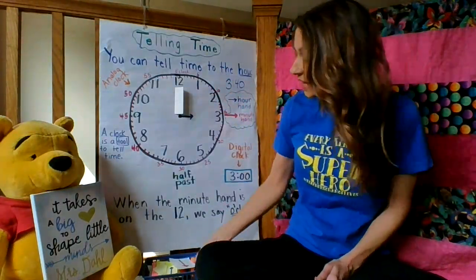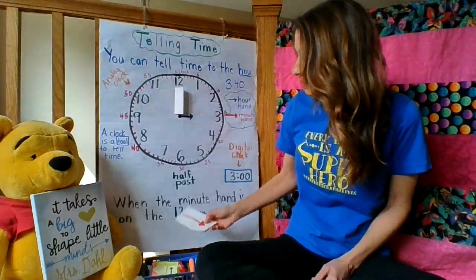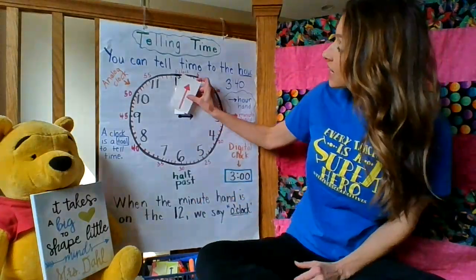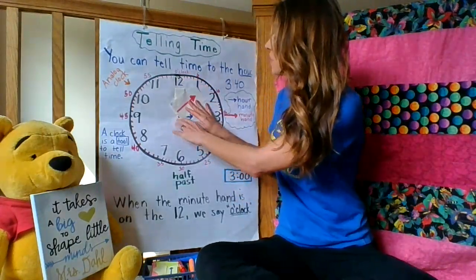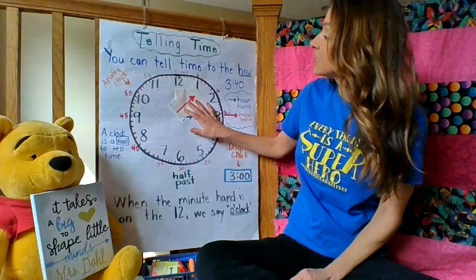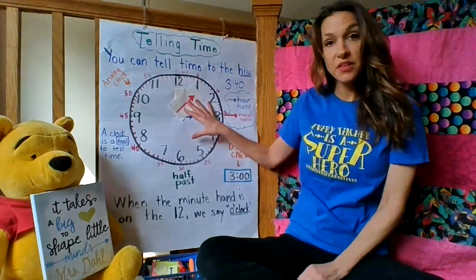So let's take the minute hand. Let's cover that one up and let's do some different minutes. So I know that the long one is the minute hand. So my hour is still pointing to 3. So I can say that this time is 3:05.